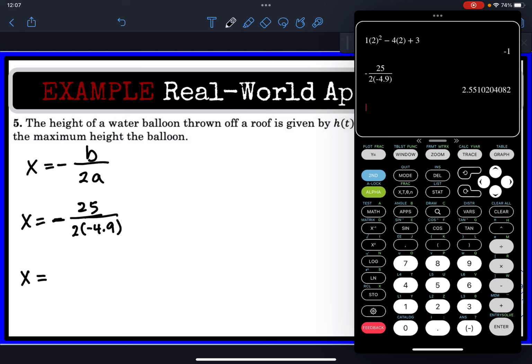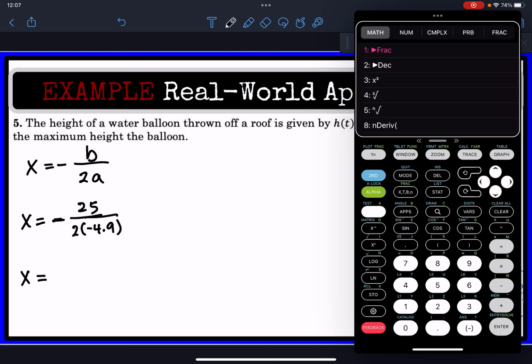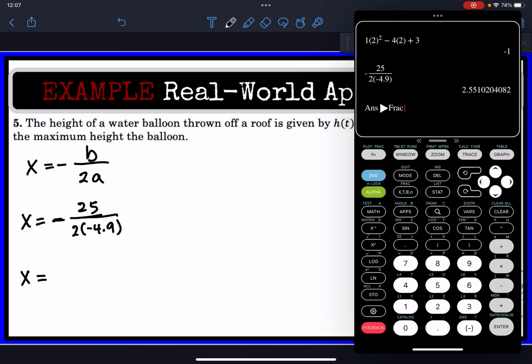Now we get this crazy decimal value here, so let's convert this decimal into a fraction. So clicking on the math key, that key right there, we're going to select the first option, fraction, and we're going to convert our answer into a fraction, which is 125 over 49. So that's the value that we're going to use.